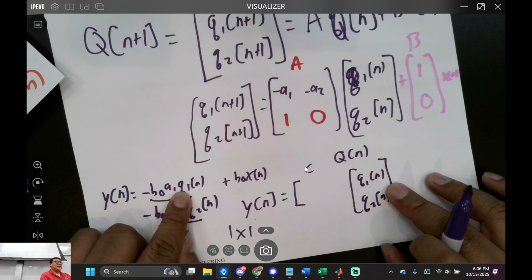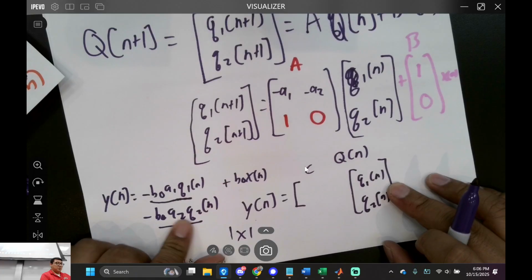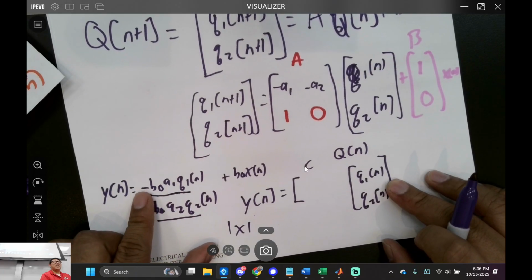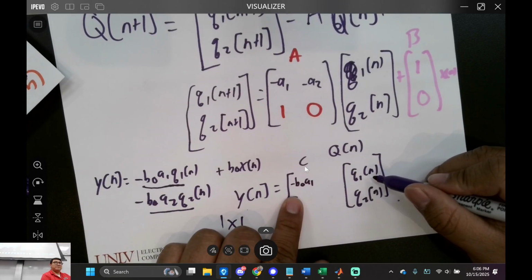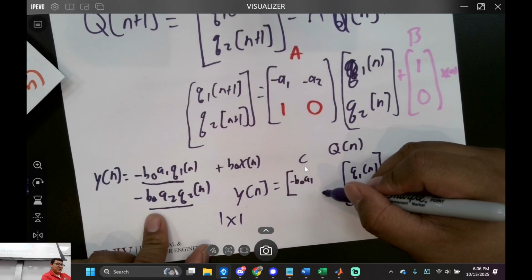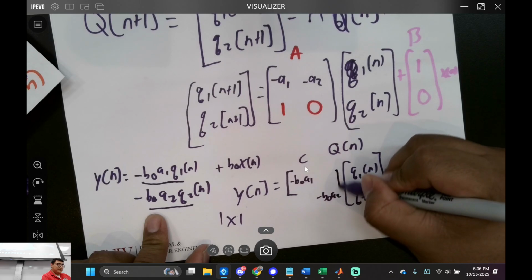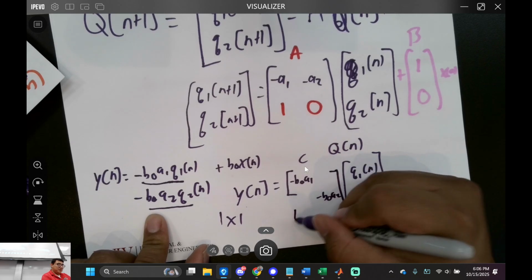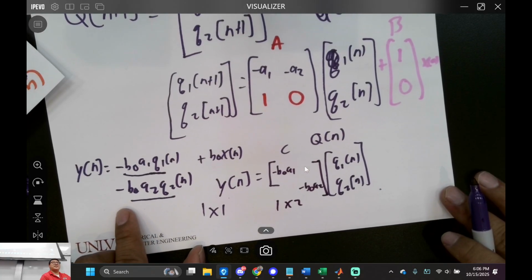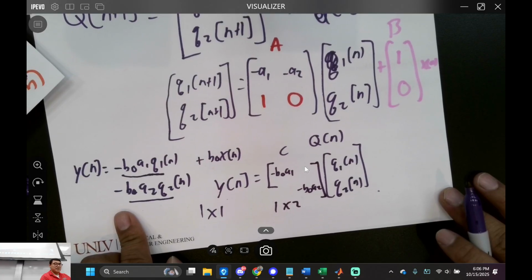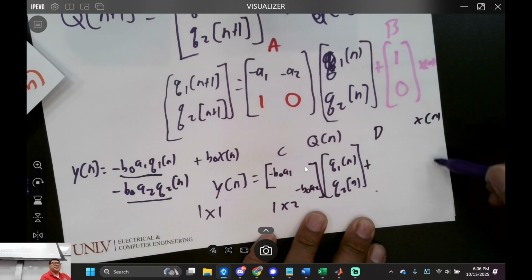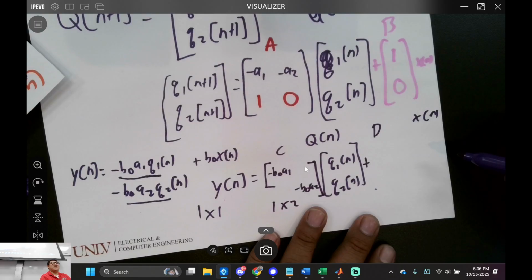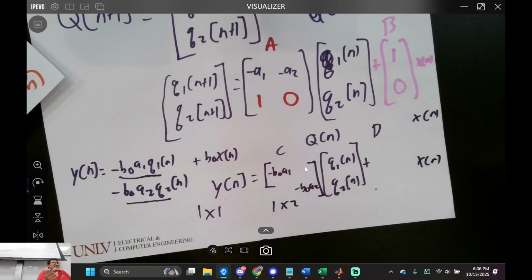We want a Q1 right here, and we want a Q2 right there. But what are the gains right here? Minus B0 A1 for the first term. The second term is going to be minus B0 A2. This is 1 by 2. Is that good with everybody? We're understanding where we're going? Plus D and X of n. What's X of n in terms of a number, not a matrix? It's just itself. It's the easiest one. Is that good with everybody?